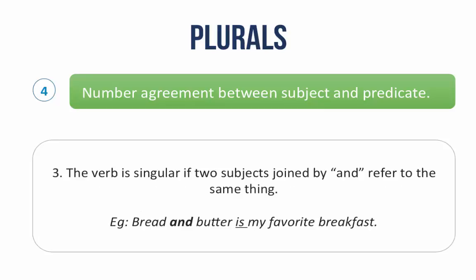The verb is singular if two subjects joined by and refer to the same thing. For example, bread and butter is my favorite breakfast. Here, bread and butter refer to the same thing, that is breakfast. Hence, the verb takes the singular form, which is.